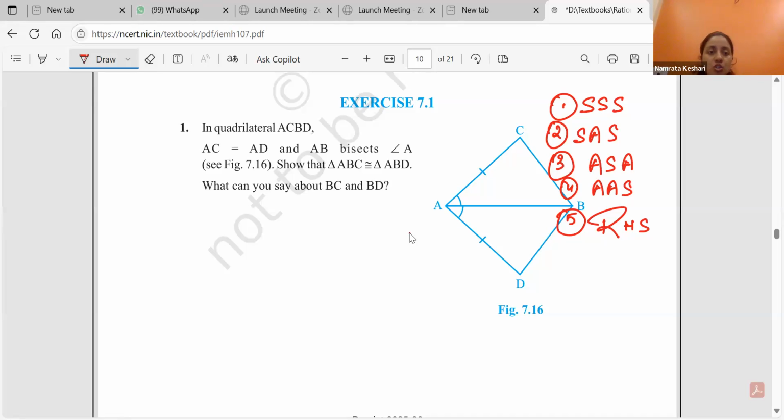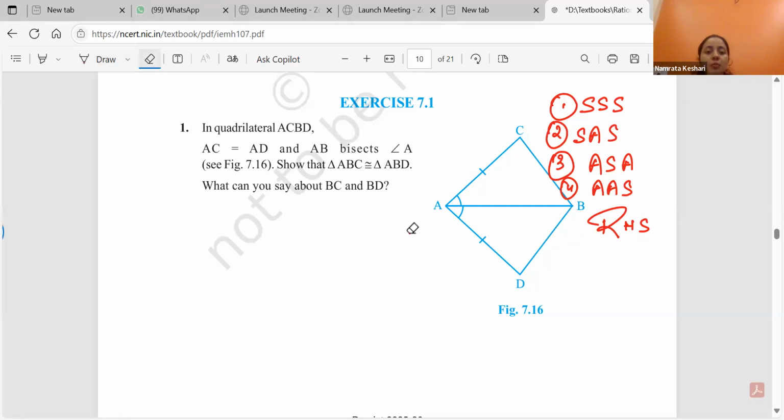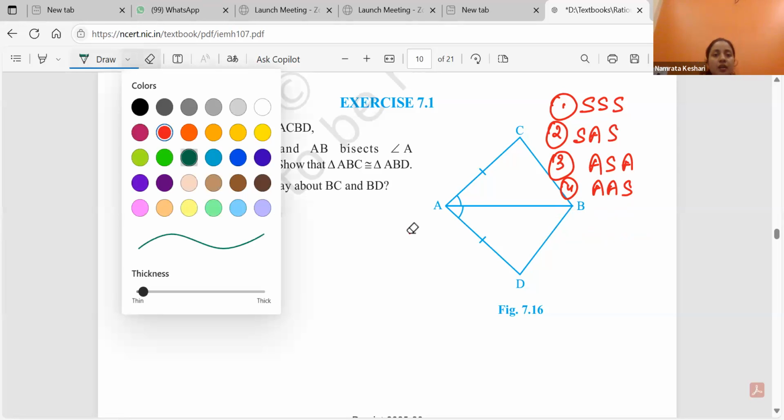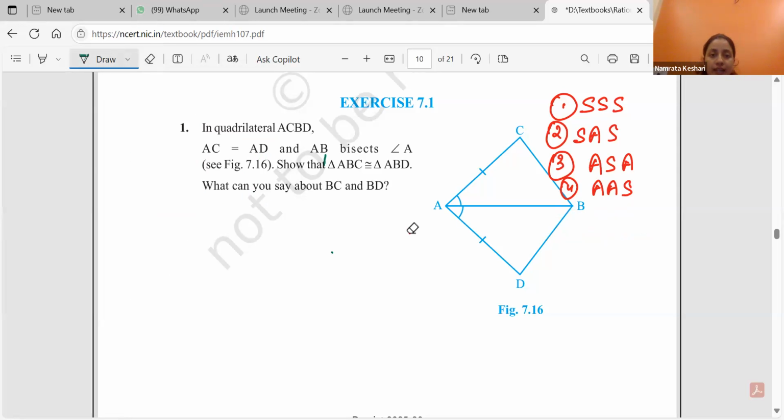Now we can focus on question number 1. Question number 1 says, in quadrilateral ABCD, this side and that side are same, AB bisects angle A, show that triangle ABC is congruent with triangle ABD. When the question is given like this, it is crystal clear that we have to focus on triangle ABC over here, and triangle ABD over here. Now let's get to the figure. ABC, ABD, the two triangles we can see clearly.